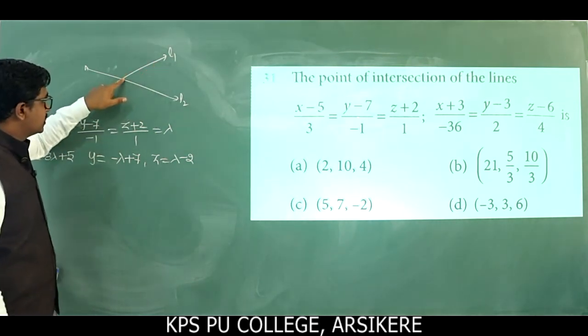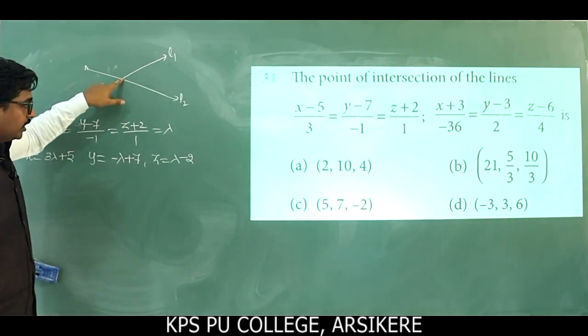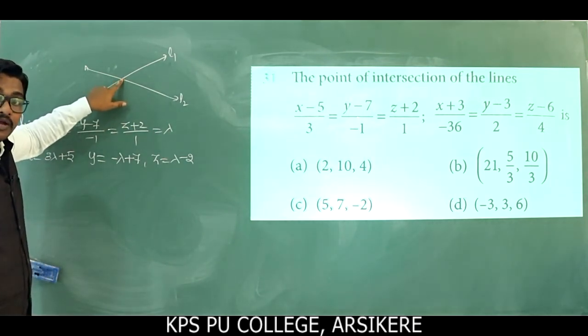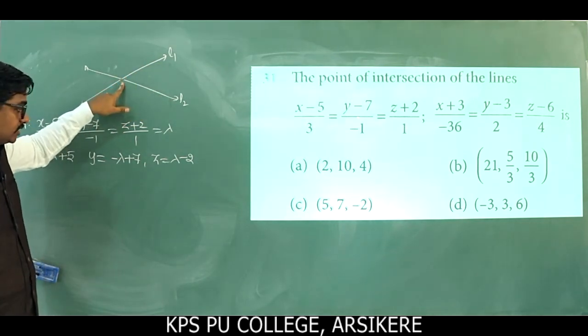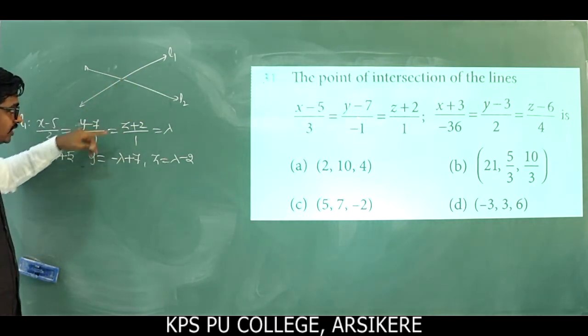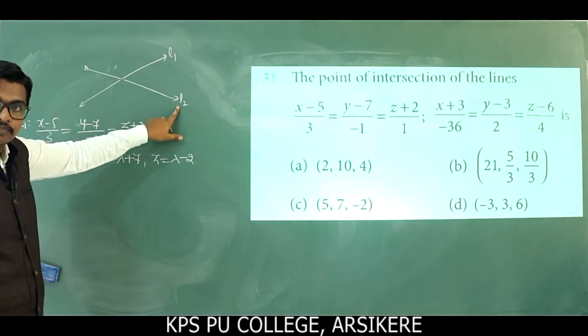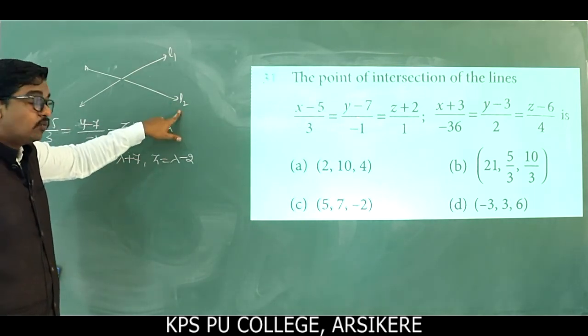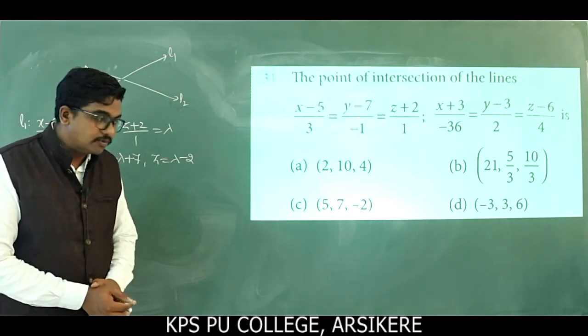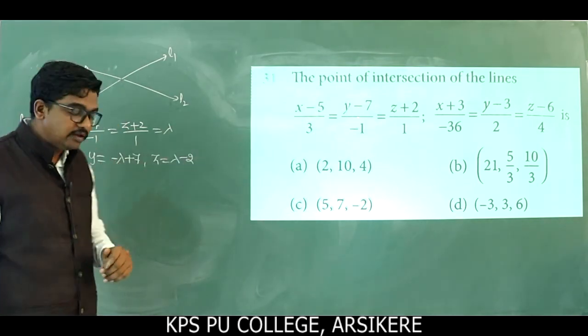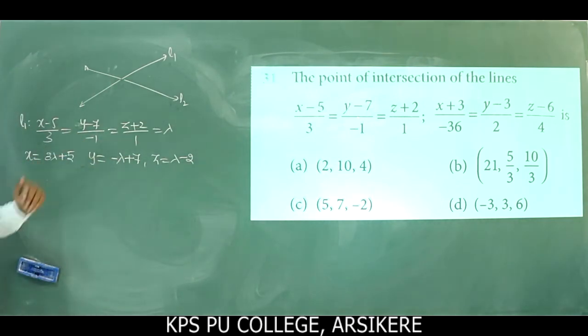So if they intersect, it means at this point they have the same point, right? L1 and L2 have the same point. Same point means if I substitute this point in the second equation, the equation must satisfy. Second equation must be satisfied if I substitute x, y, z by these values.